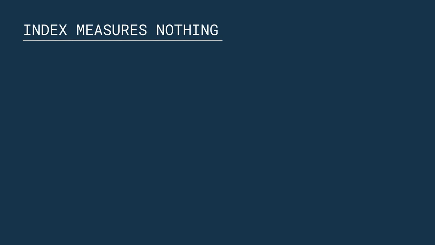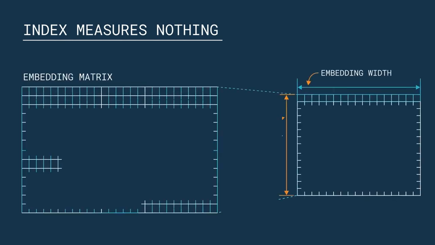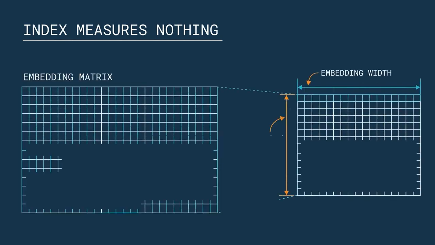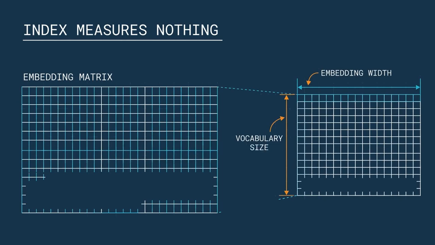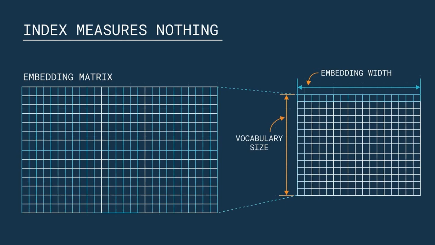Picture a table, one row for every entry in the model's vocabulary and every row the same width, one column per embedding dimension. This grid is the embedding matrix. Its two sizes are separate architecture choices. The row count is the vocabulary size, while the column width is the embedding width.